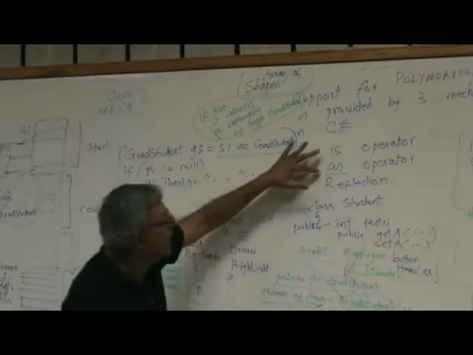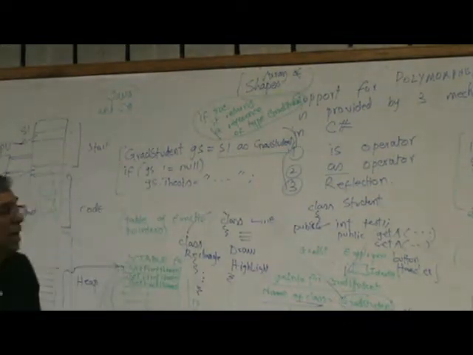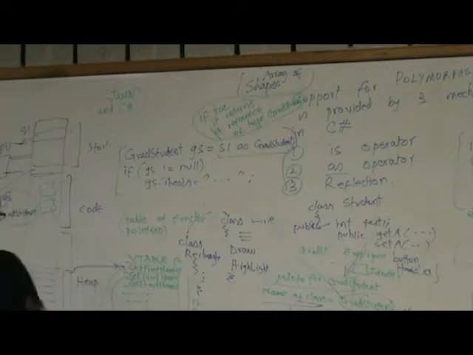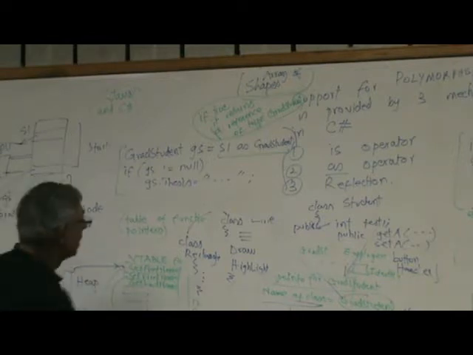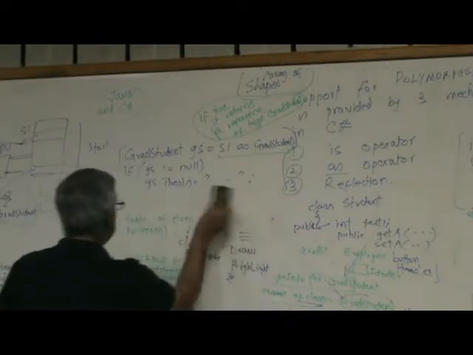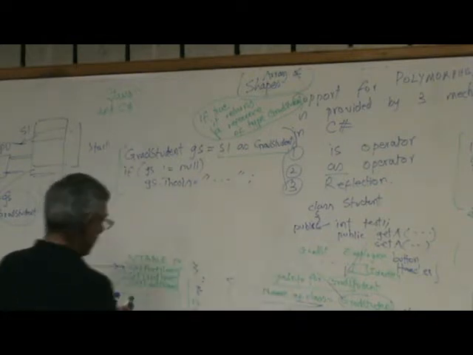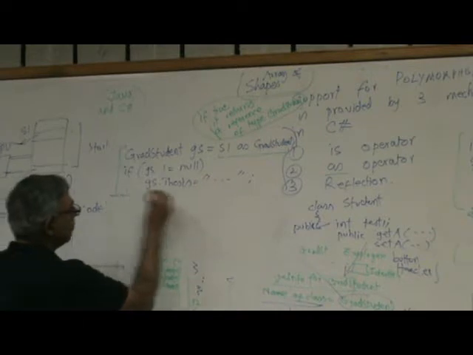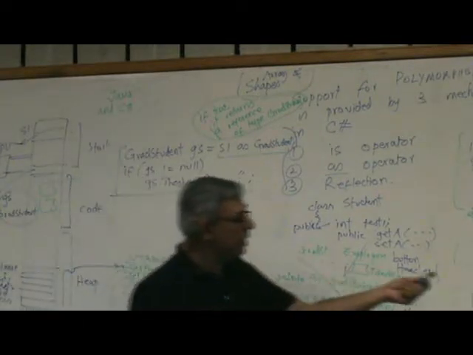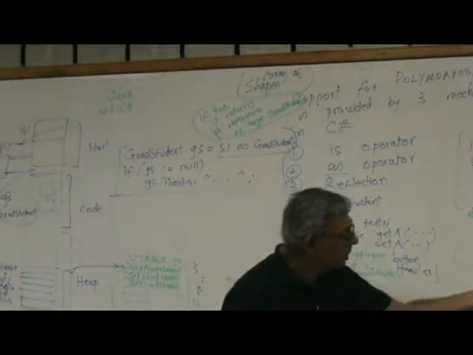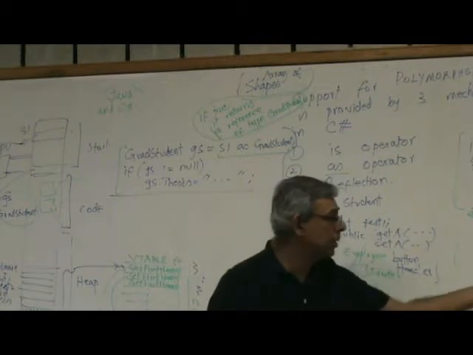Okay, so that was the second technique, the as operator. Now let me give you the third technique, called reflection, which will do the same thing. In reflection, our code will again pretend we've already done student S1 equal to new grad student. So it's pointing to a grad student.